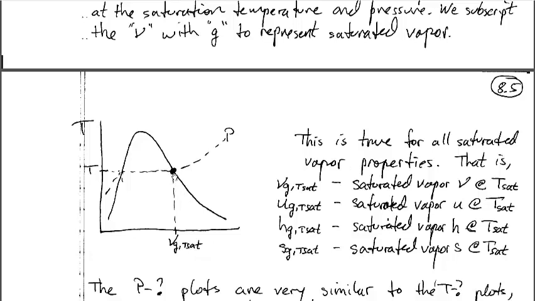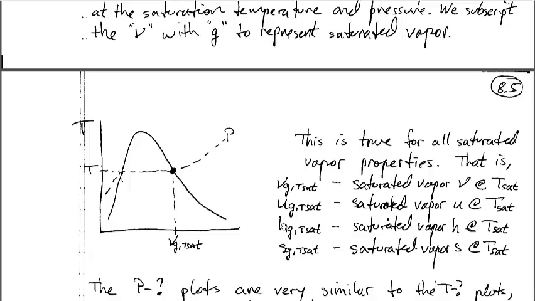In other words, if our substance is right here on the line where our little black dot is, then the specific volume of that substance is called the saturated vapor specific volume at that saturation temperature. And just like saturated liquid properties, it's also true that all the saturated vapor properties are subscripted this way. So V sub G T sat is the saturated vapor specific volume at T sat. U sub G T sat is the saturated vapor internal energy at T sat. H sub G T sat is the saturated vapor enthalpy at T sat. And S sub G T sat is the saturated vapor entropy at the saturation temperature.